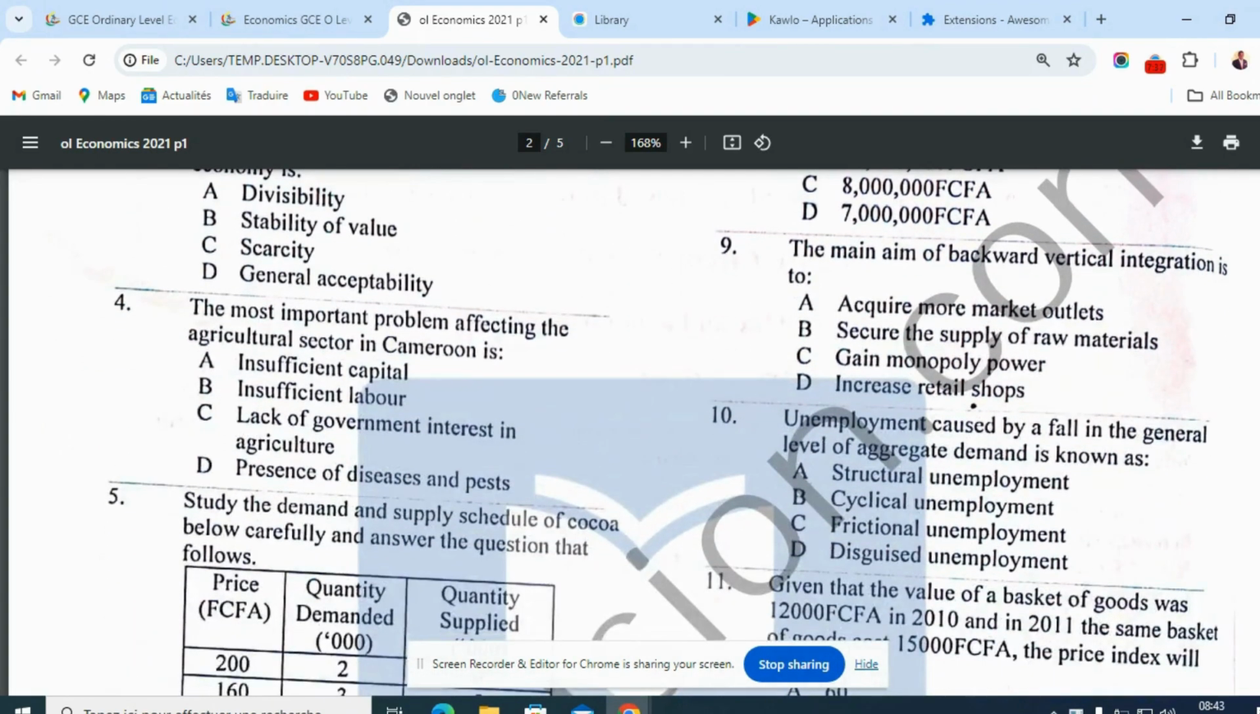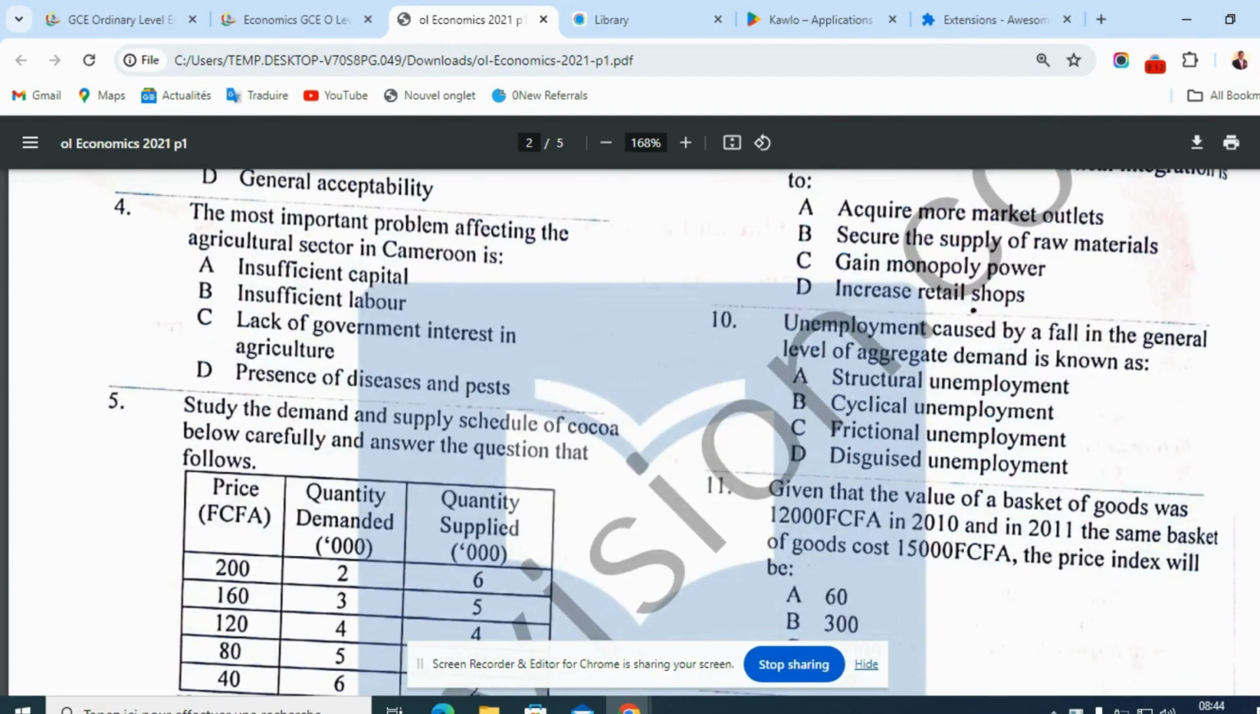It says unemployment caused by a fall in the general level of aggregate demand is known as, so what is unemployment? What caused by a fall in the general level of aggregate demand is known as, the correct answer here is B, cyclical unemployment. So it's the B, that is what is caused by the general level of aggregate demand. So we'll go to the next question, which is the 11th part.